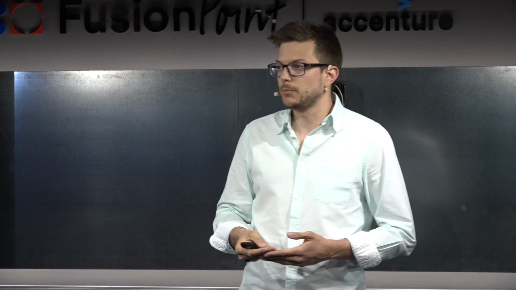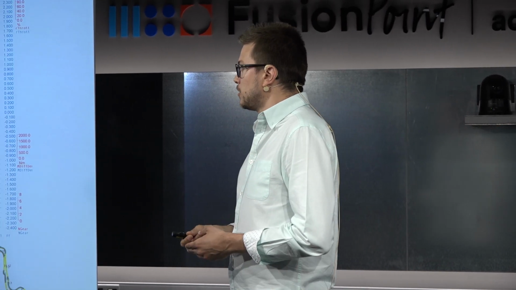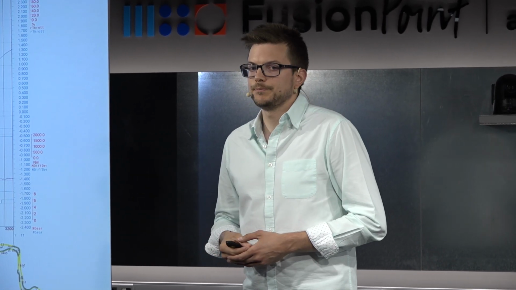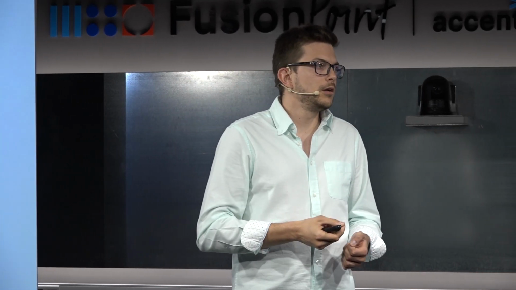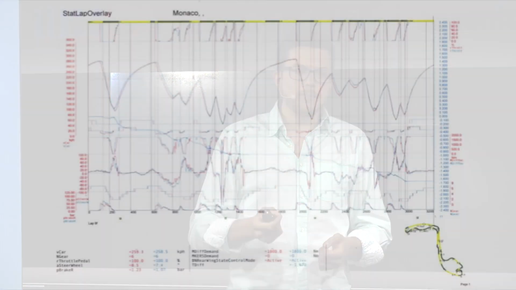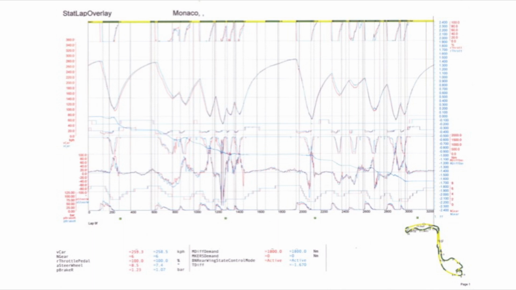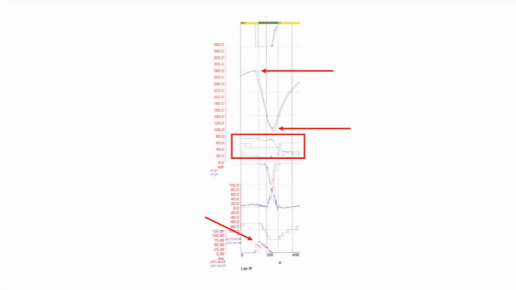Then, on the two vertical axes, we have different bits of information, like, for example, the car velocity, the brake pedal pressure, and also the throttle position. What we're looking at here is the comparison of a lap, which represents the blue line, against another reference lap, which is the red line. So let me focus only on the beginning of the lap, on this bit here.